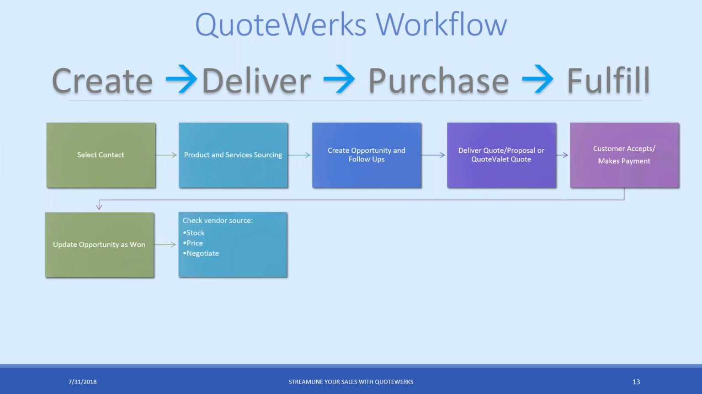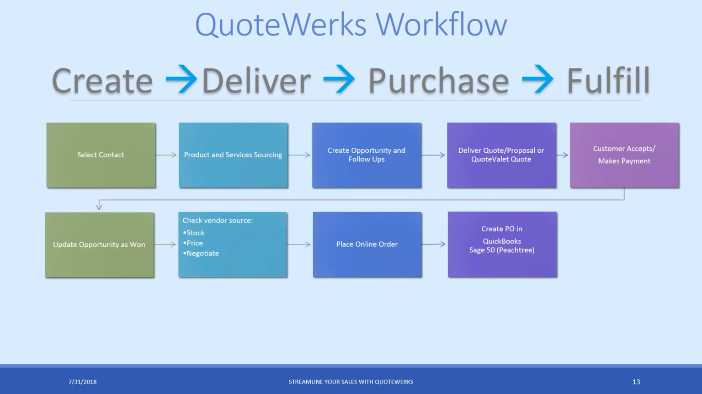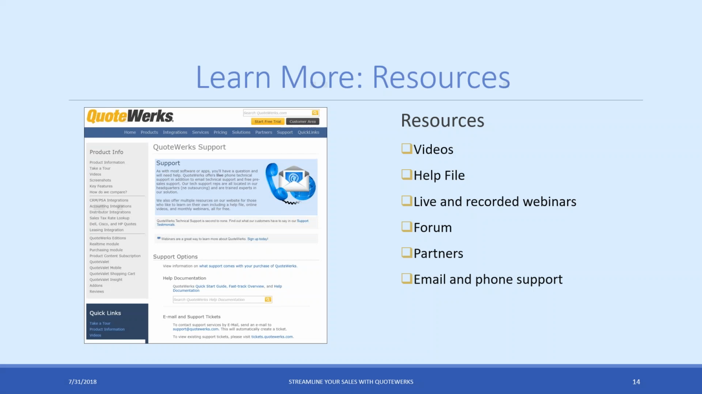And then we'll be able to check vendor sourcing pricing before we actually place the online order. And then from the order, we'll be able to create a purchase order in QuickBooks or Sage 50. If you use Autotask or ConnectWise, we can also create the PO in Autotask and ConnectWise as well. And then from there, you'll be able to actually track the order to delivery, so you can actually see when the item is delivered from those specific distributors.